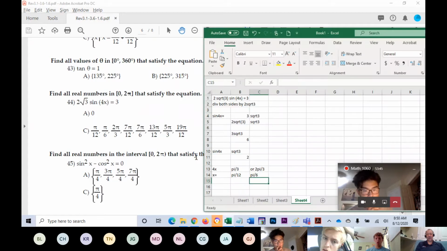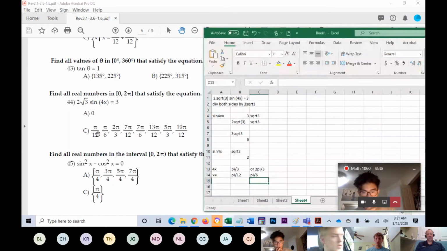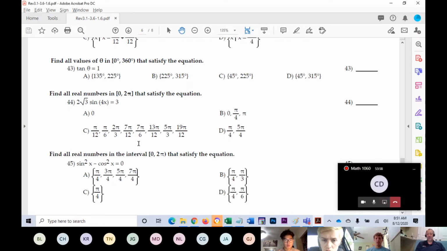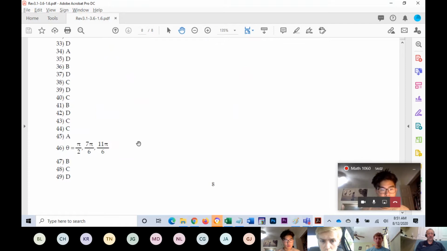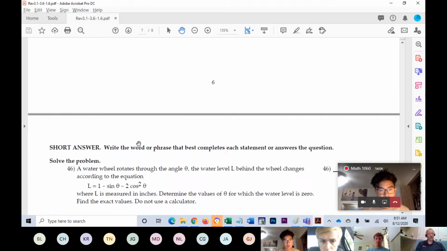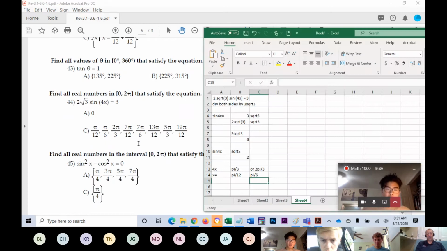I get the pi. Is it this one? I don't think that's right, is it? It's not C, is it? 44 is C. Where did we get all those? I got pi 12ths and pi 6.